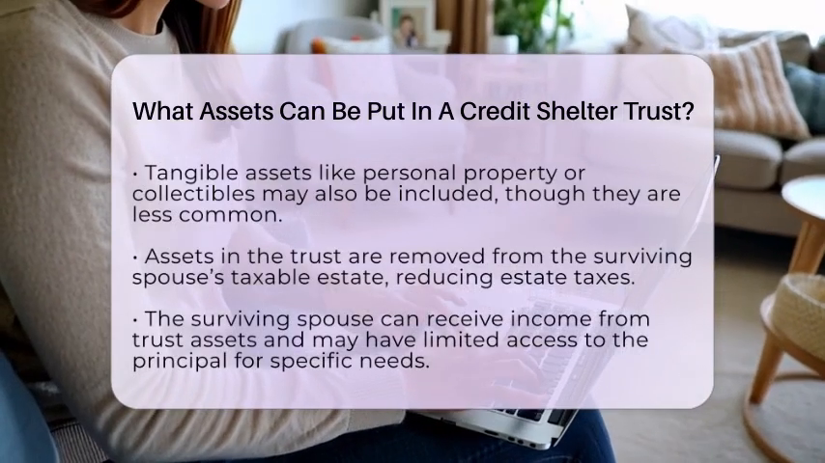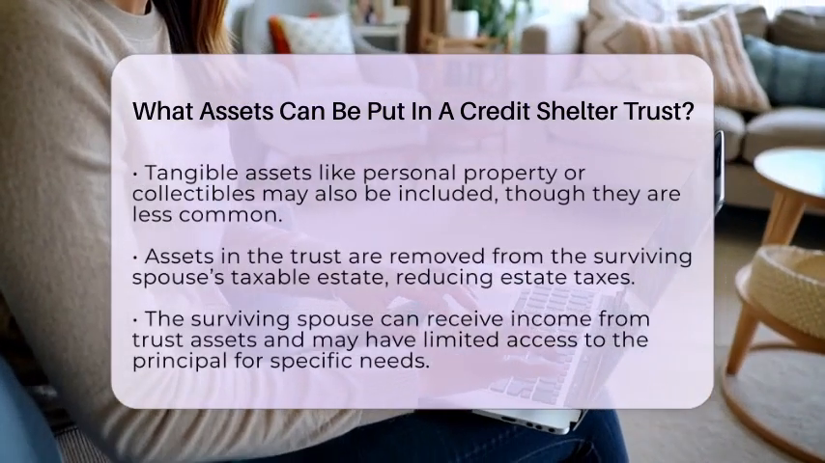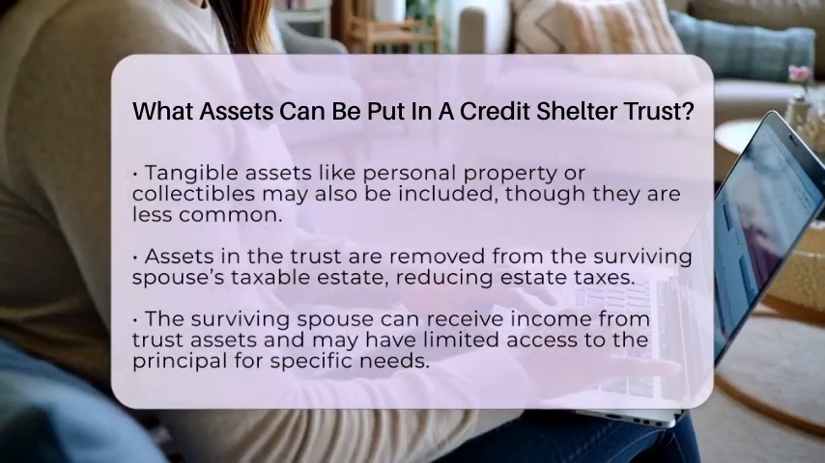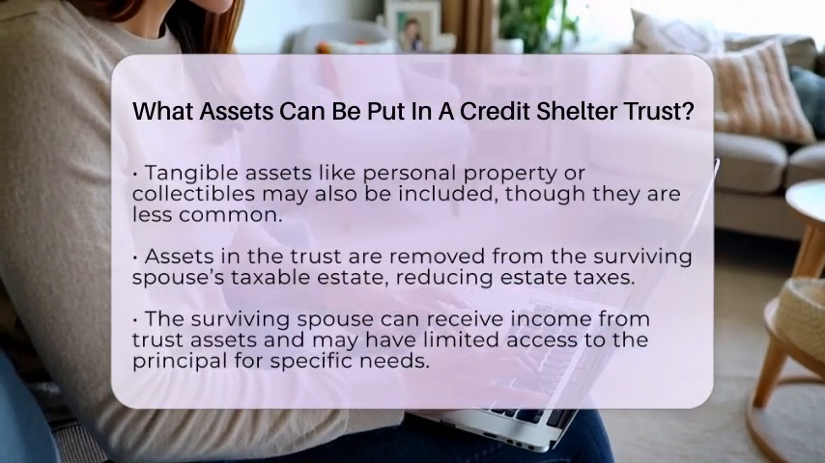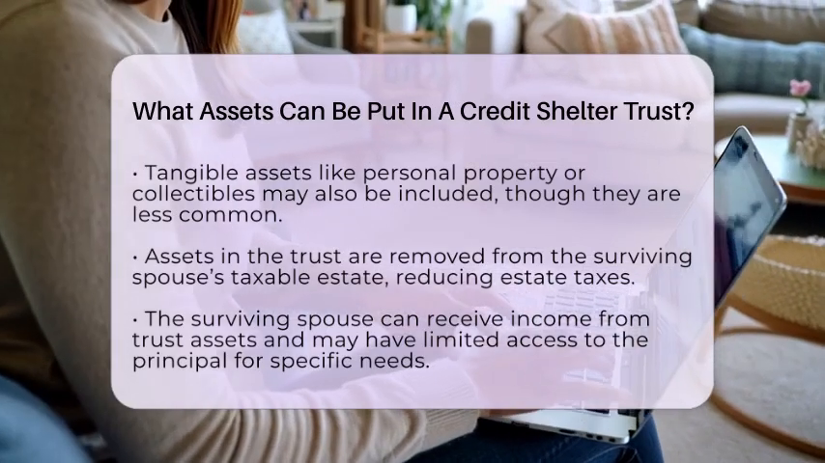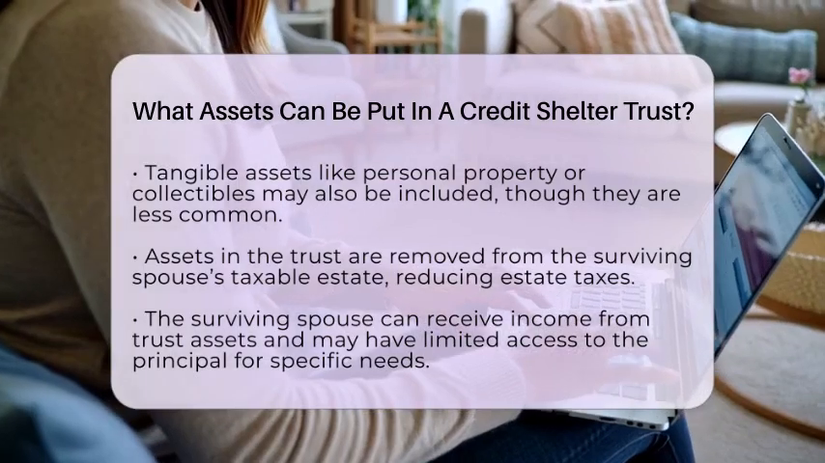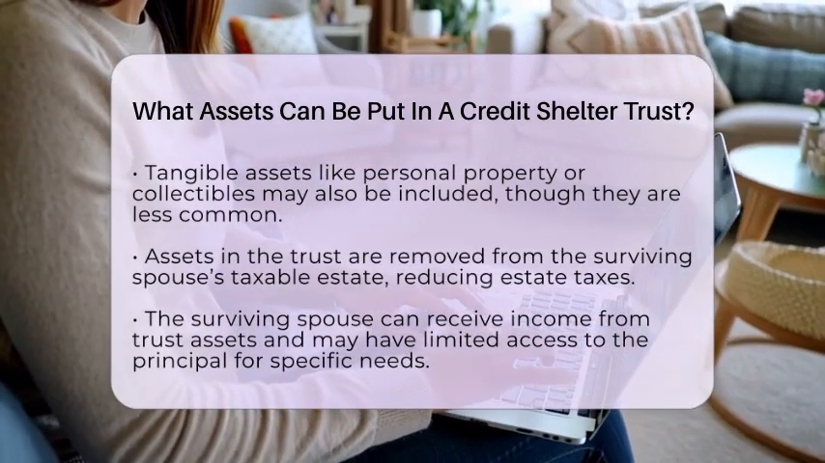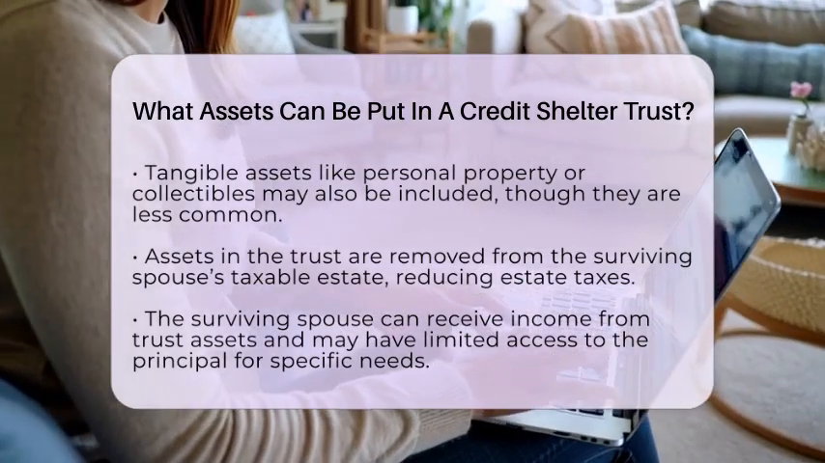Lastly, other tangible assets can be included, such as valuable personal property or collectibles. However, these are less common due to the complexities involved in valuing them. When assets are placed in a credit shelter trust, they are removed from the surviving spouse's taxable estate. This can significantly reduce estate taxes when the surviving spouse passes away.